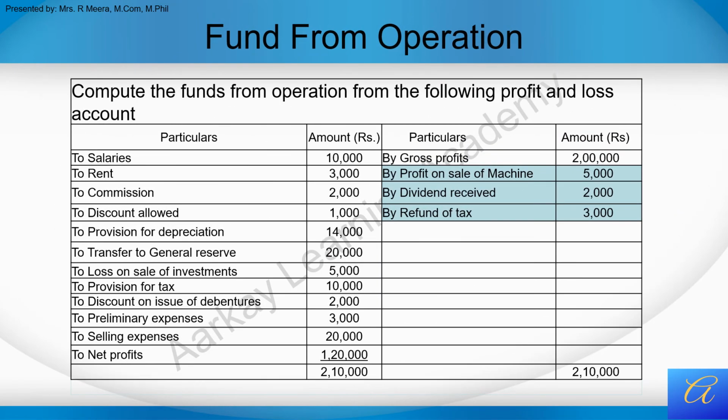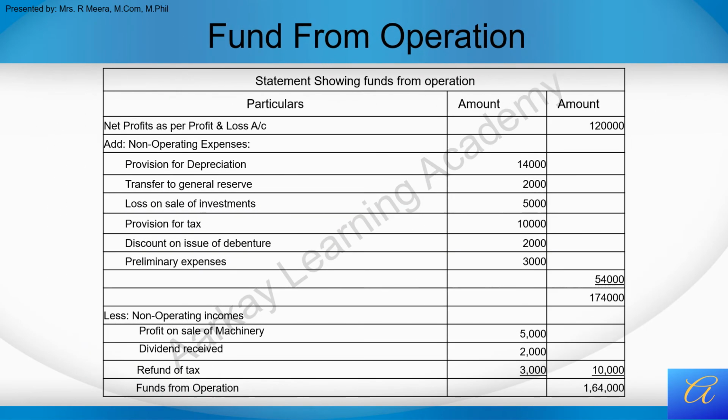Now on the credit side, we have some non-operating incomes also. These non-operating incomes we have to subtract, because of this our net profit has increased. Now when we subtract our non-operating incomes, which together come to around 10,000, we get funds from operation of rupees 1,64,000.